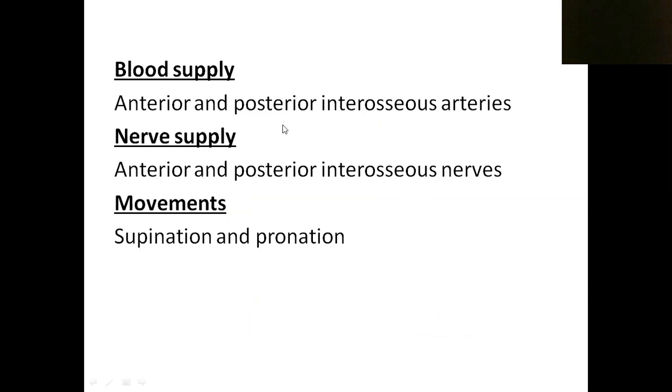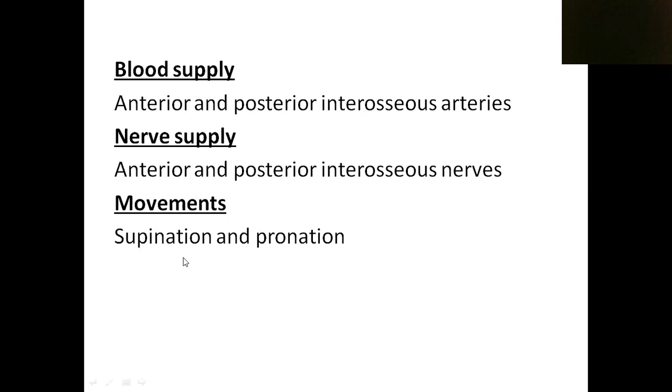Now, blood supply: anterior and posterior interosseous arteries. I told you the middle part, these two bones are connected by a membrane known as the interosseous membrane, and we are considering it as a third joint, the middle radioulnar joint, that you have to read. On the anterior aspect we can see one artery, the anterior interosseous artery. On the posterior side of the interosseous membrane, the posterior interosseous artery. Then nerve supply: the same, anterior and posterior interosseous nerves. Movements: supination and pronation.